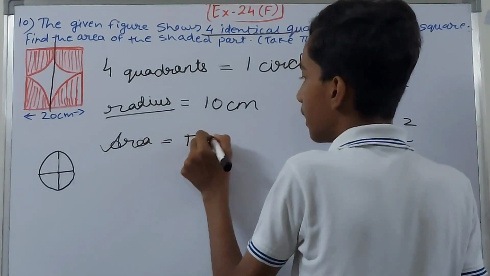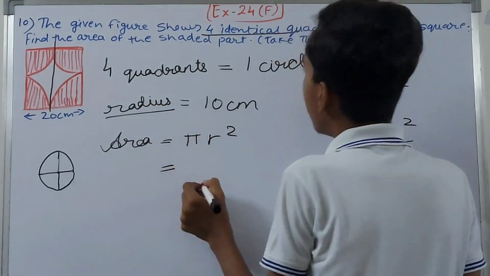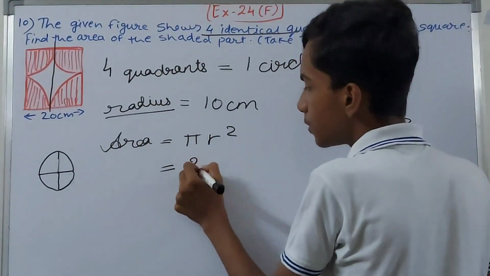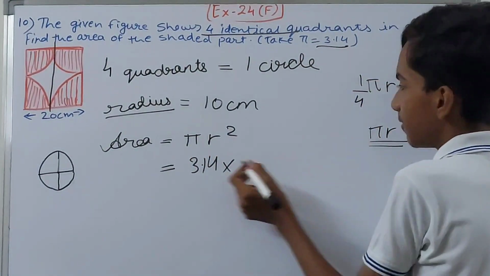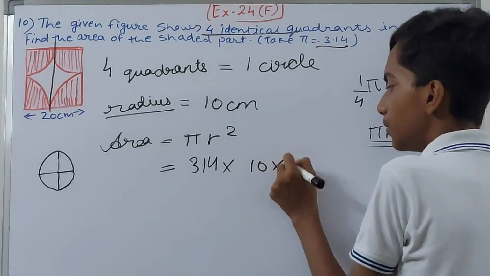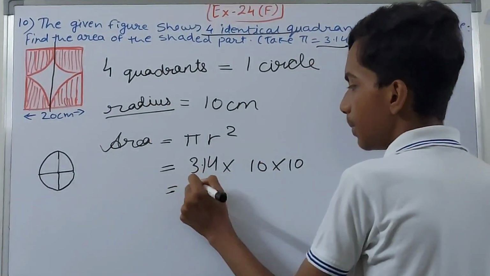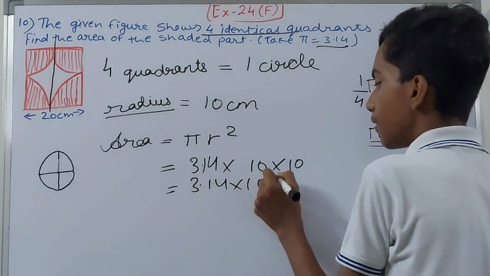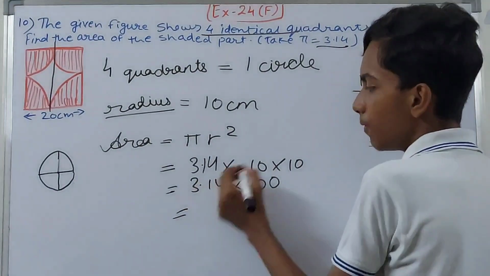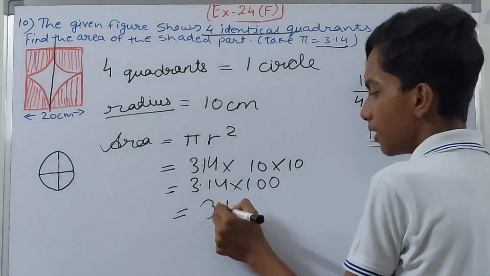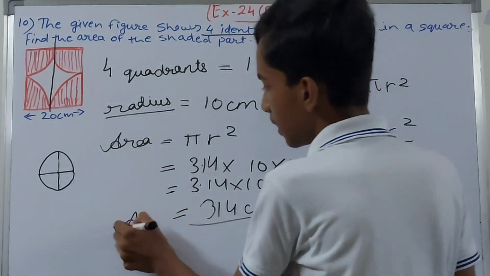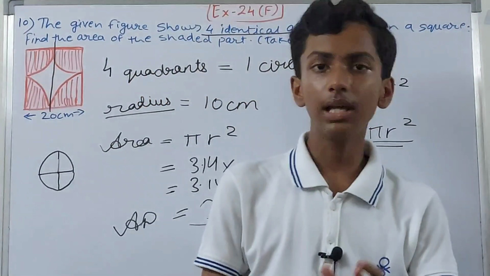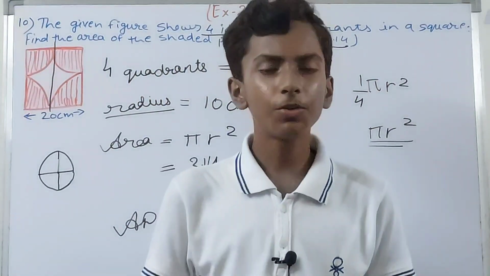So area will be pi r square. Pi we have to take as 3.14. So 3.14 into r square, the square of the radius, 10 into 10, so 3.14 into 100, right? Move the decimal 2 places, so 314 square centimeters. This becomes our answer.